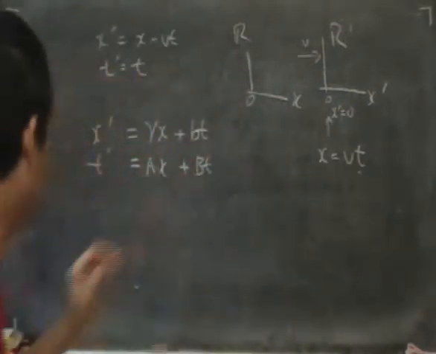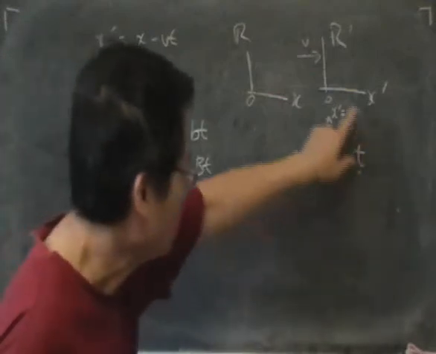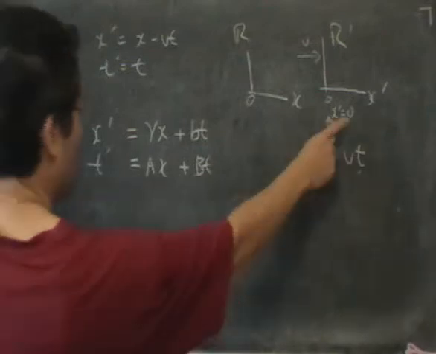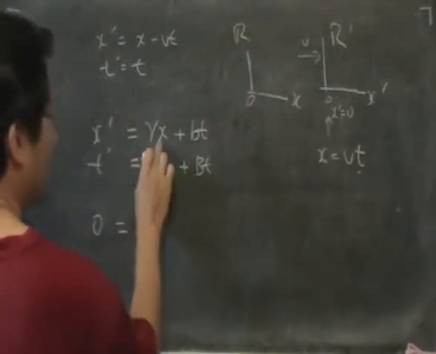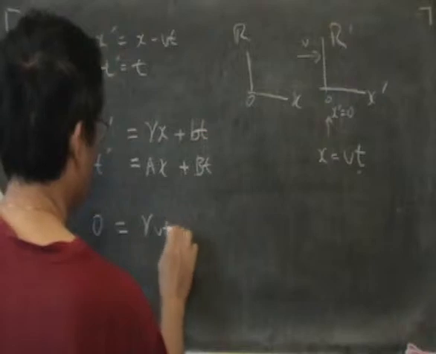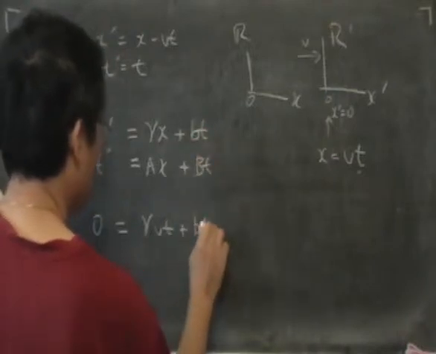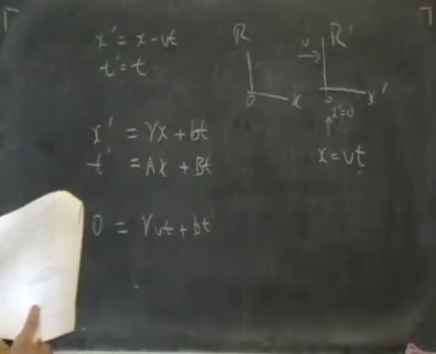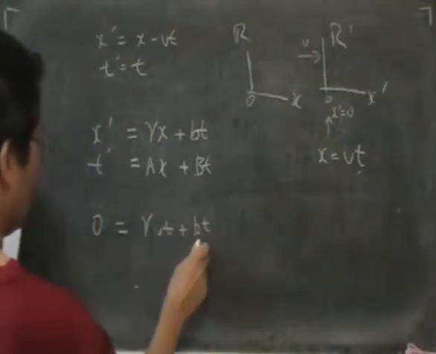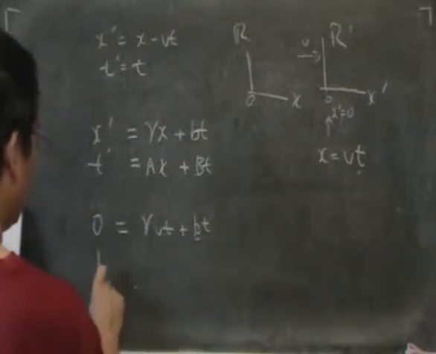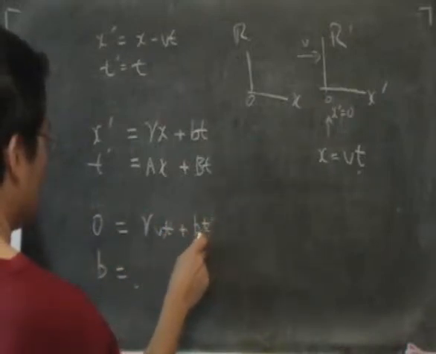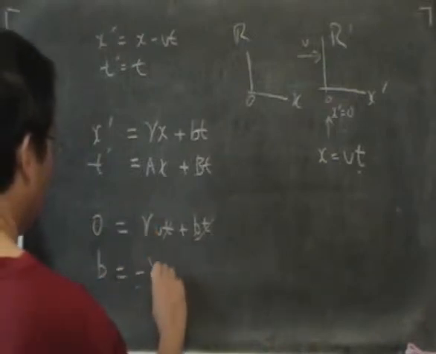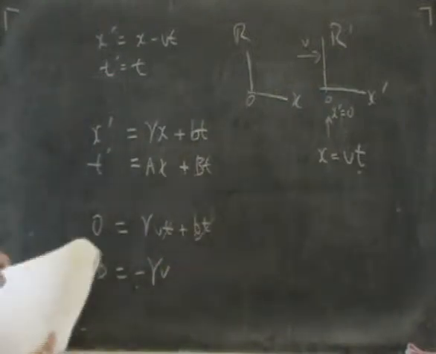Okay, so that's the understanding. And we can substitute these values here into that first equation. So let's see, x prime is 0, x is vt, and we still have vt. And if we rearrange this, I can solve for b. The t and the t cancel. Alright, and I have minus gamma v is equal to b.